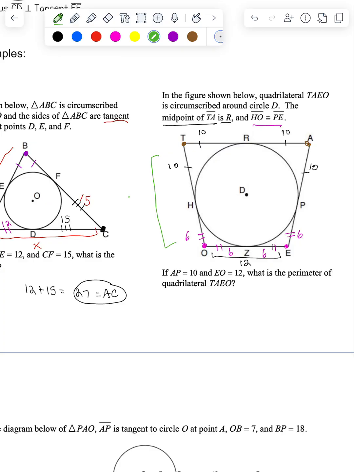This side is 16. This side is 20. And this side is 16. So all we have to do is 16 plus 16 plus 20 plus 12, the 4 sides. So we have 64 for the perimeter.